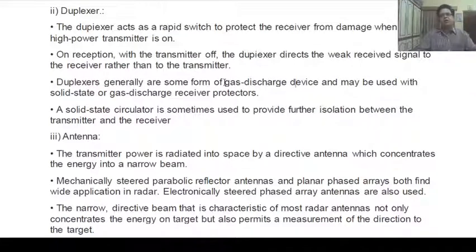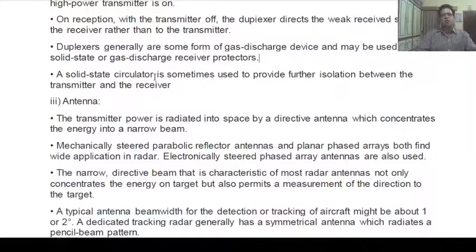What are duplexers? Generally a gas discharge device, and may be used with solid state or gas discharge receiver protectors. A solid state circulator is sometimes used to provide further isolation between the transmitter and the receiver.